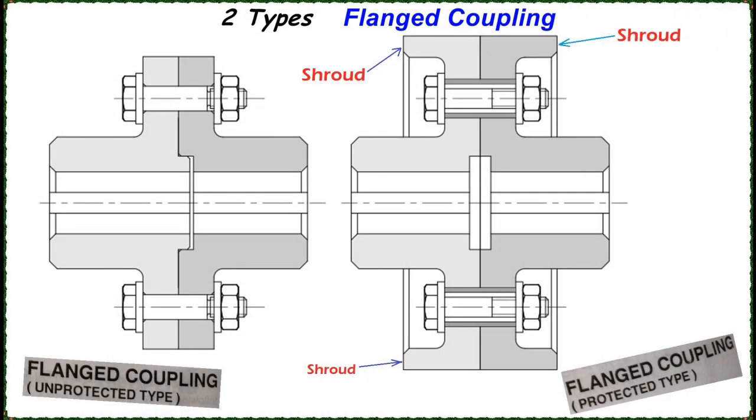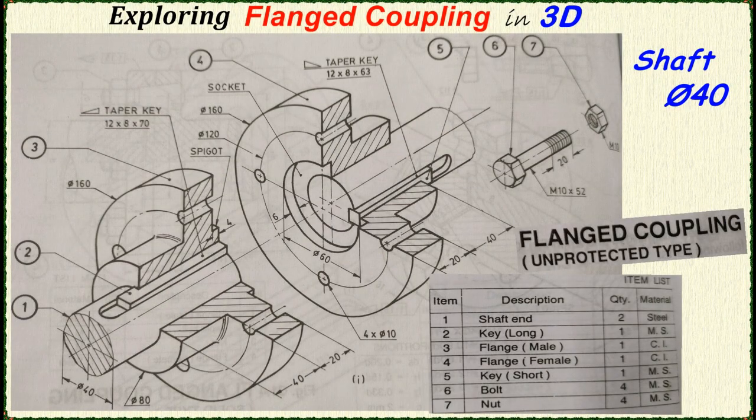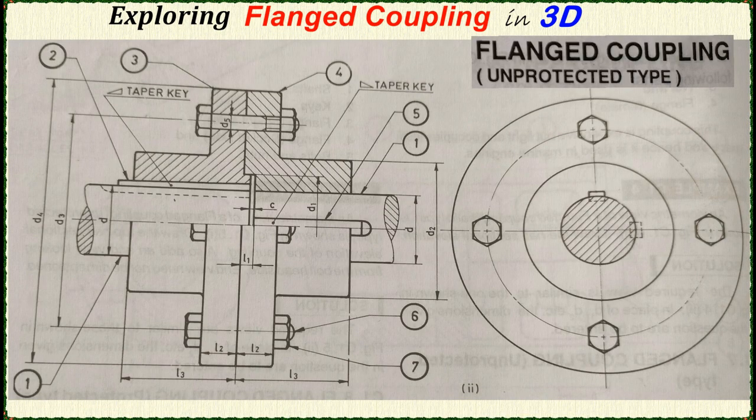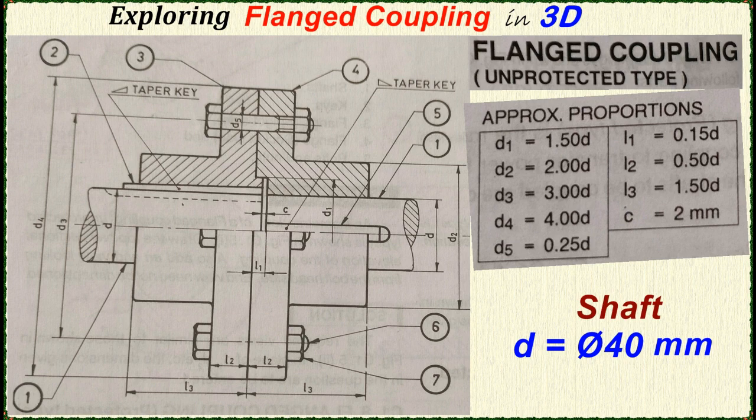Here I will explore two types of flanged coupling: unprotected type and protected type. I begin with unprotected type. These are the inputs I would use to design this in SolidWorks. Shaft dia 40 mm, and you could see the item list with 7 items with alphabetical dimension parameters and item balloons. These are the approx proportionate equations, all based out of shaft dia 40 mm.